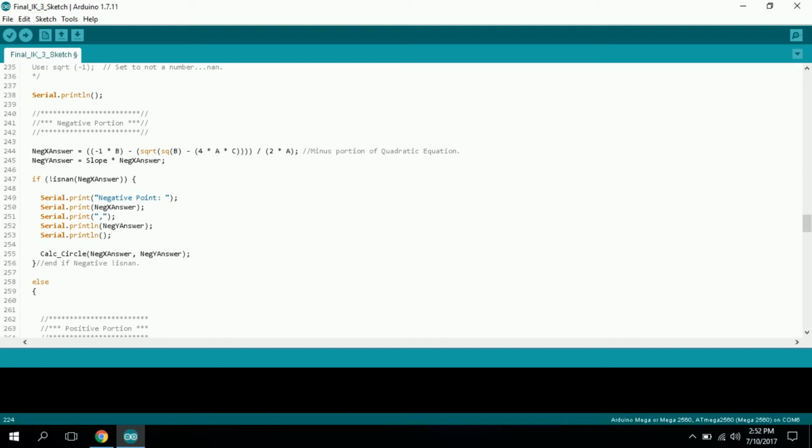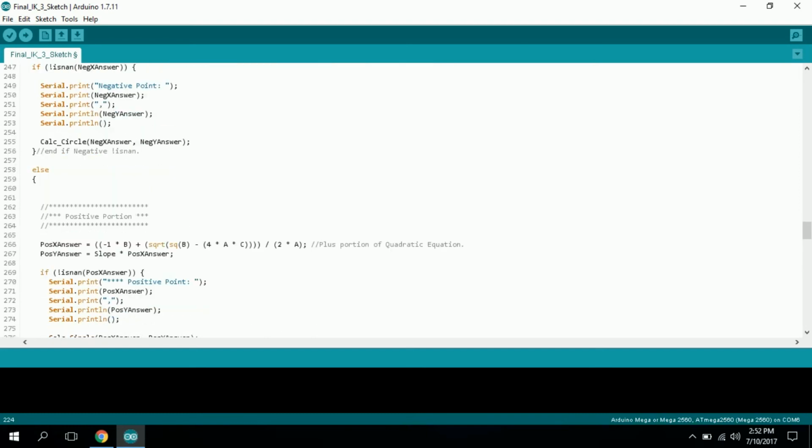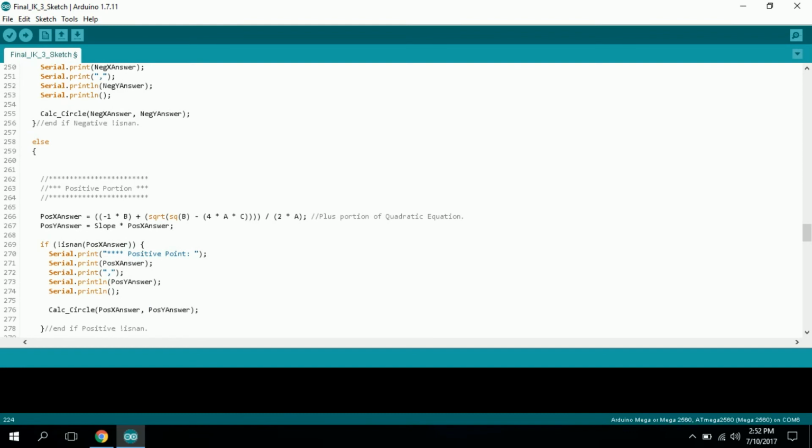And if it's not a number, I want to make sure it's a number. I print out that point, and then I call calc circle, and I send the negative x and the negative y point. Else, it's a positive answer. I typically use the negative answer, but in this case, if this becomes not a number, it'll fall through to the else. And you do exactly the same thing.